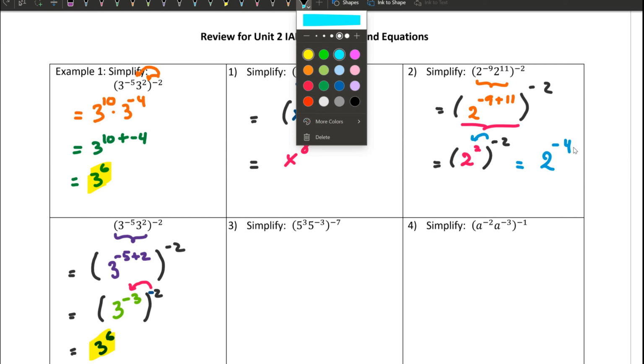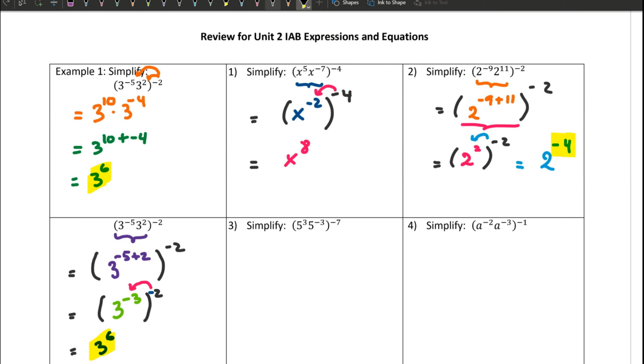Okay, because of the negative exponent, we have to flip the fraction. You're going to put 2 over 1. The negative exponent tells you to flip the fraction, so that will give you 1 over 2 to the positive 4. After you flip the fraction, make sure you turn the sign of the exponent to positive.